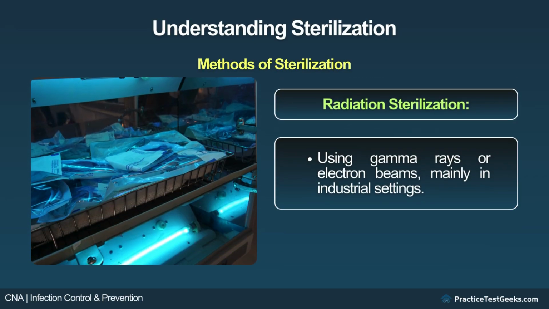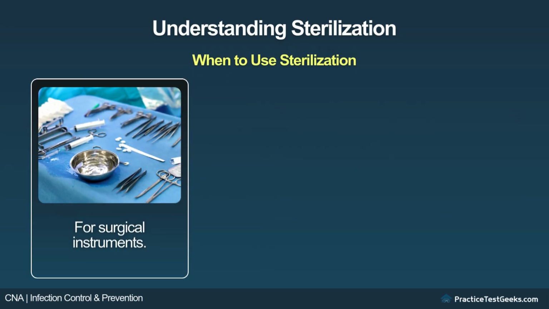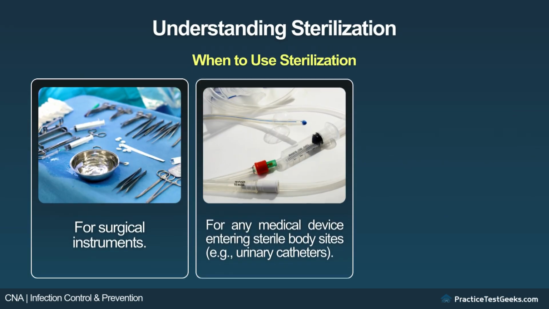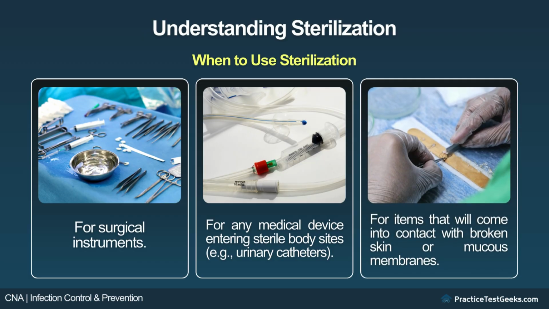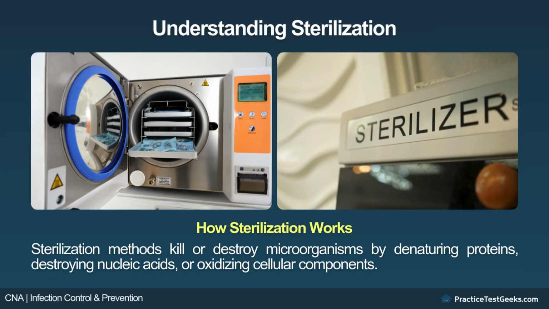Radiation sterilization, which uses gamma rays or electron beams, is primarily done in industrial settings. Sterilization is used for surgical instruments, medical devices that enter sterile body sites such as catheters, and items that come into contact with broken skin or mucous membranes. Sterilization works by killing or destroying microorganisms through denaturing proteins, destroying nucleic acids, or oxidizing cellular components.